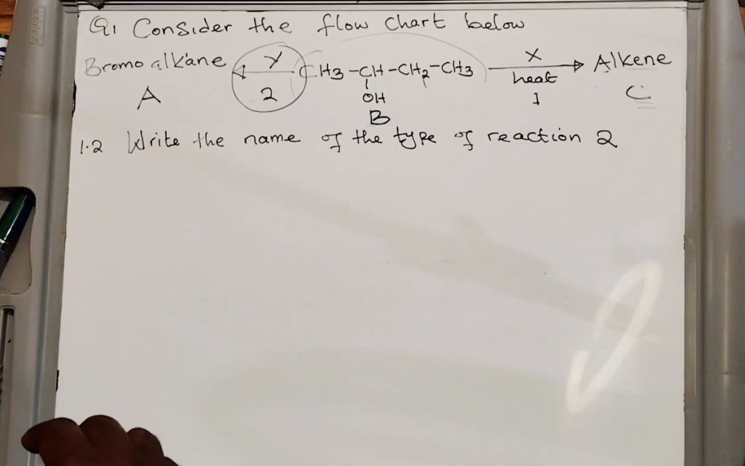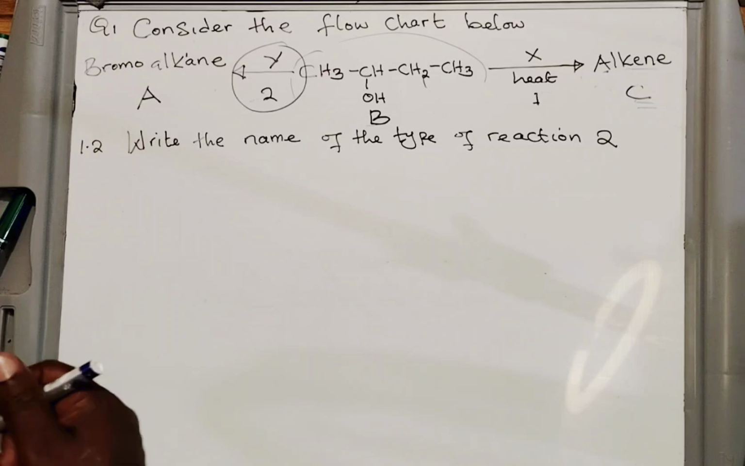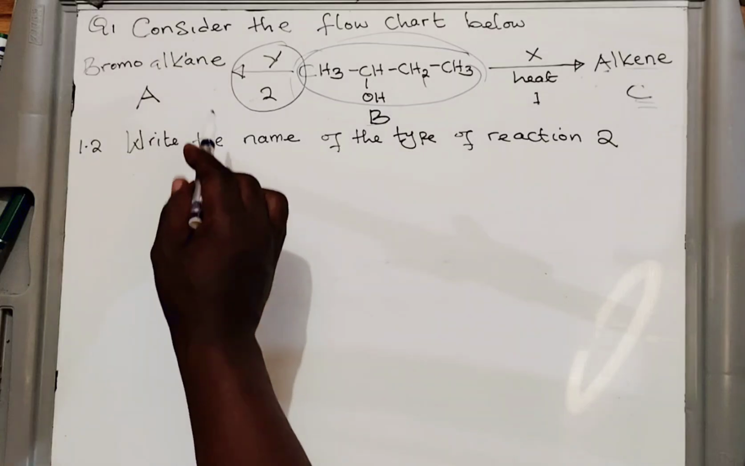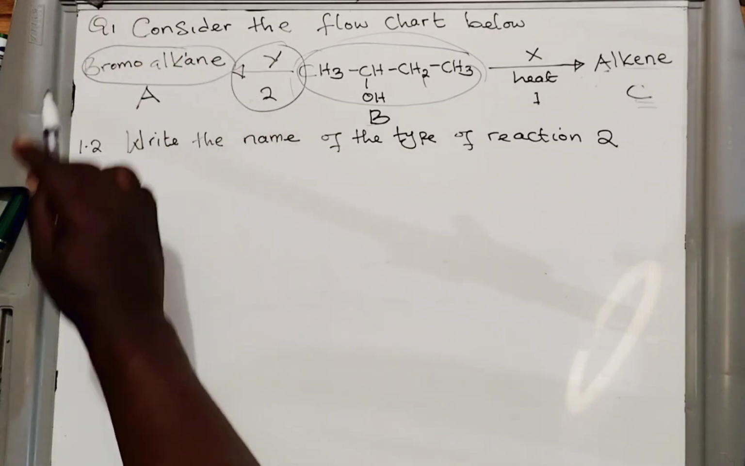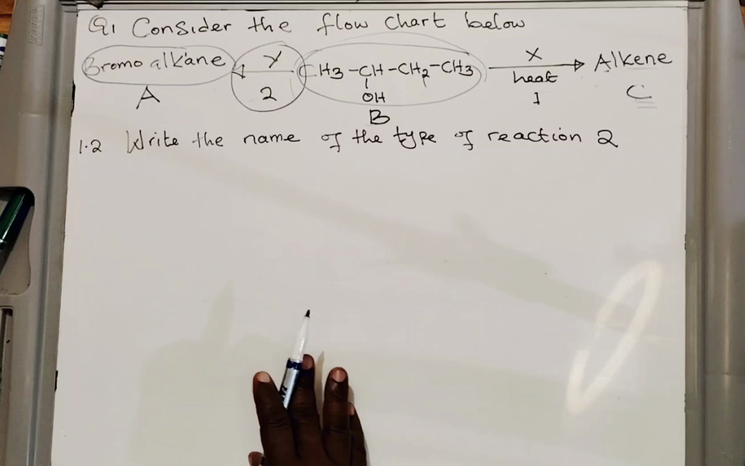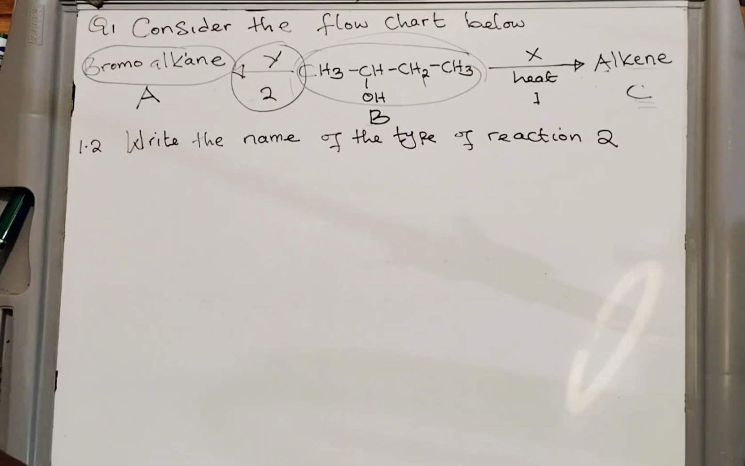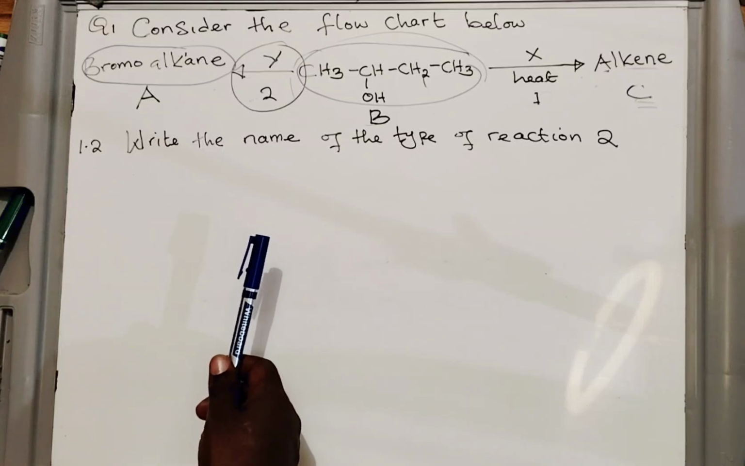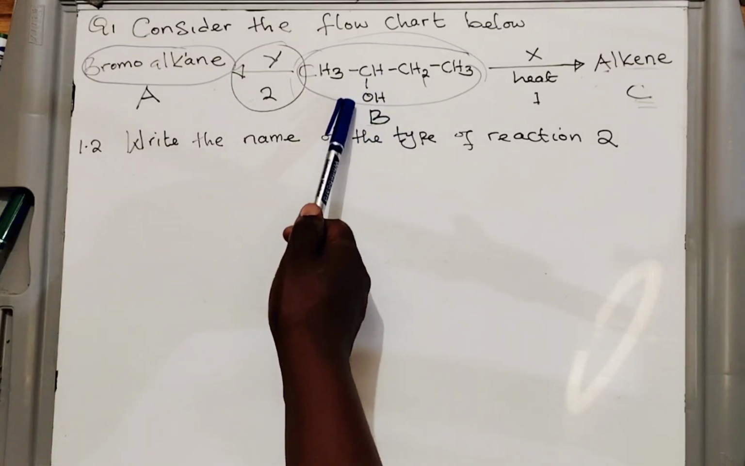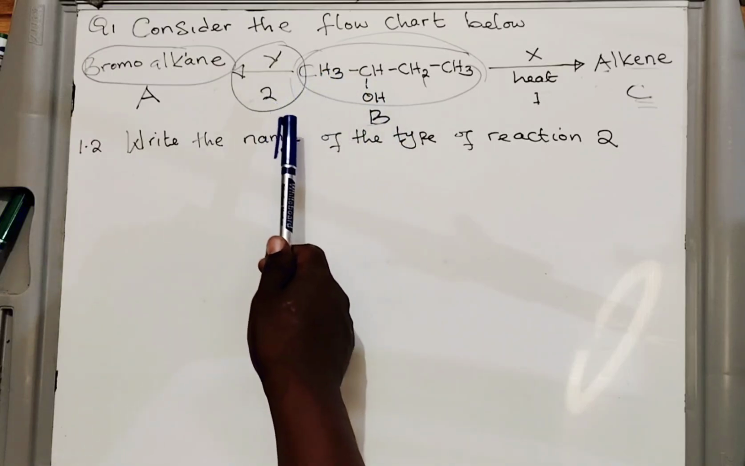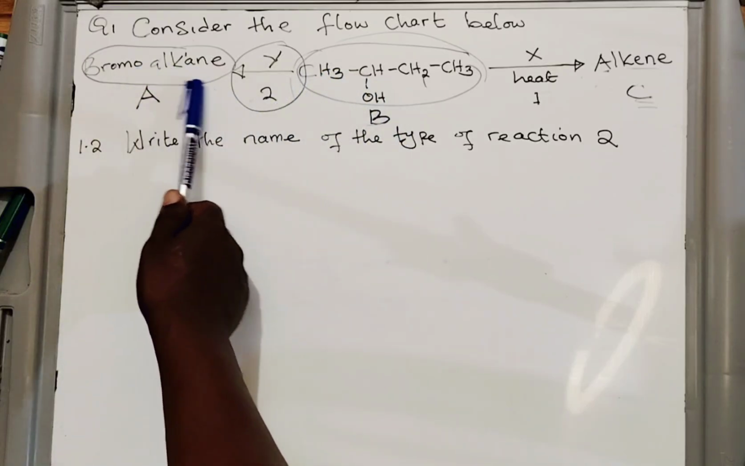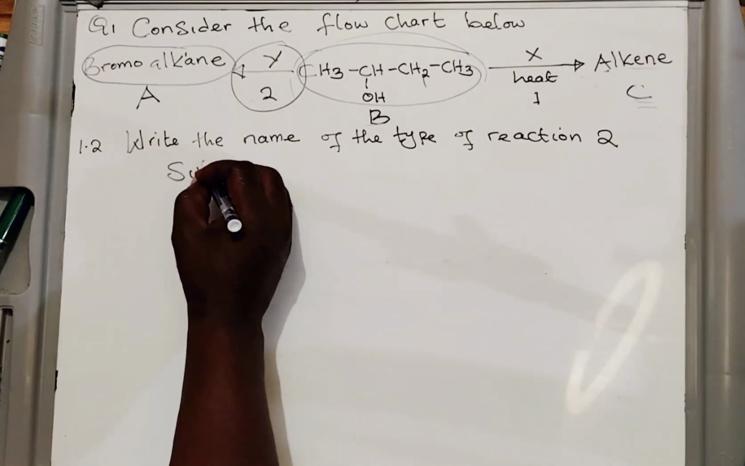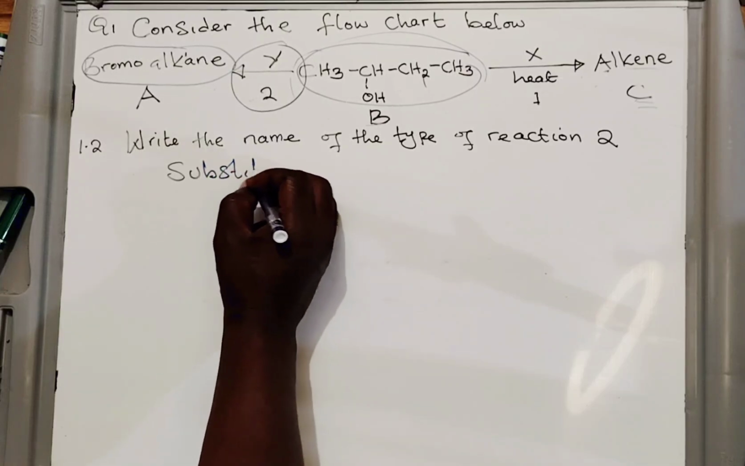To answer the question, you need to know. So what we're having here is the alcohol, and alcohol is turning into alkyl halide. So when you think about such a reaction, what is it? The reaction is substitution. Our OH is substituted with Br. So that's the name of the reaction: substitution.